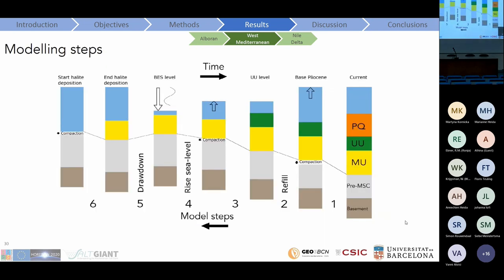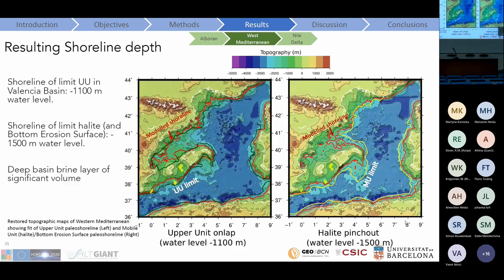So here again, we start from our modern stratigraphy and we go back step by step in time, restoring for the deposition of each sediment and evaporite layer and the compaction in the basin. And what we see for the results of our paleo shoreline depth is that here we can test very clearly against different water depth models. For example, the suggestions that the water level never dropped more than 200 meters or that we have a drawdown of over 1.5 kilometer. And what we see is that for our first shoreline marker of the upper unit in the Valencia Basin, our best fit paleo shoreline, which is shown here in red, is positioned when the water level is dropped by 1,100 meters.